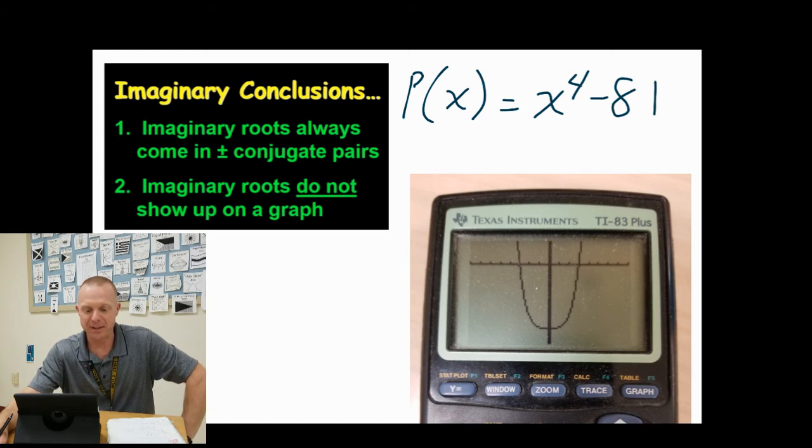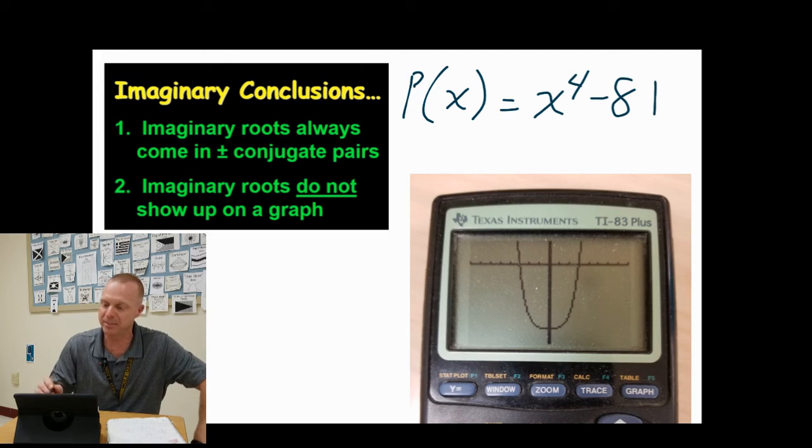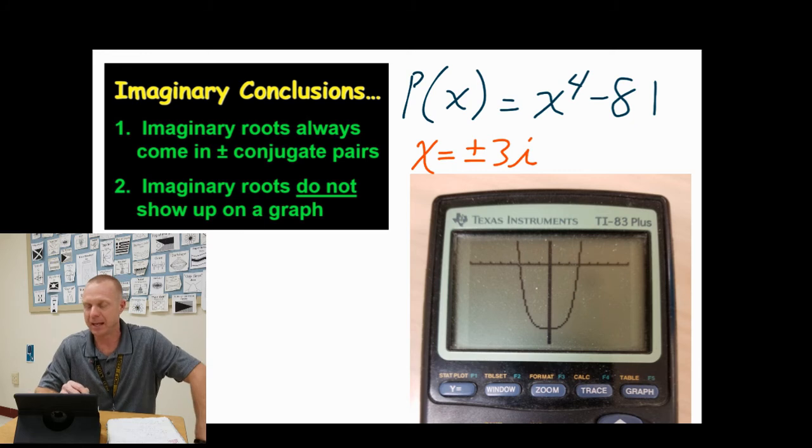Imaginary stuff happened here. Let's make sure that we're good with these conclusions. Imaginary roots always come in plus or minus conjugate pairs. So that was my plus or minus 3i. That's a conjugate. I promise, if you're going to have 3i, that means you're going to have negative 3i. And of course, these imaginary roots don't show up on the graph. I don't want you saying something silly like that they are also these points. These points, remember, were the real roots.